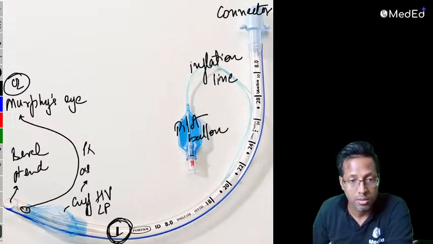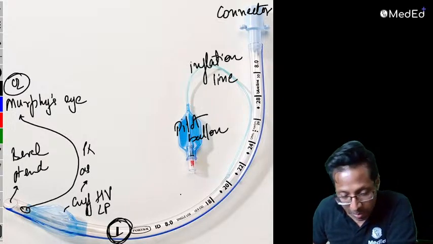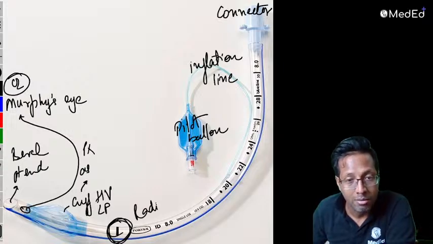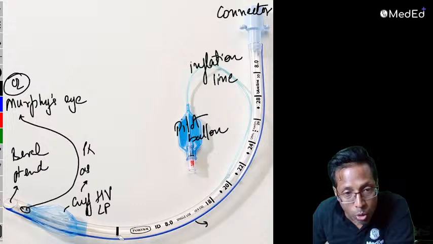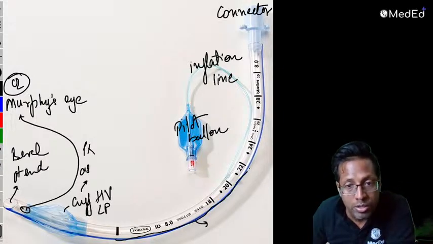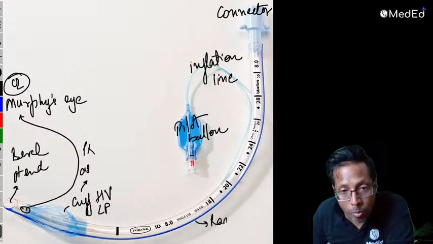This black line. When I ask many people, they say it's the radio opaque line. This is not the radio opaque line. The radio opaque line is here, the blue line which you see at the back. This is called the radio opaque line, which is seen on the X-ray.